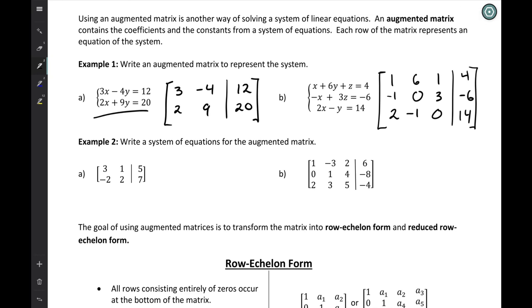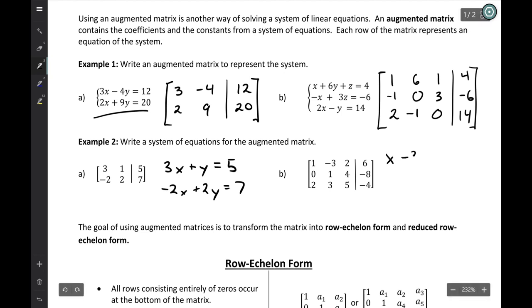So if I go backwards right here, this becomes 3x plus y equals 5, and -2x plus 2y is equal to 7. Same thing over here. I have x minus 3y plus 2z is equal to 6. I also have y plus 4z is equal to -8. Lastly, I got 2x plus 3y plus 5z is equal to -4.